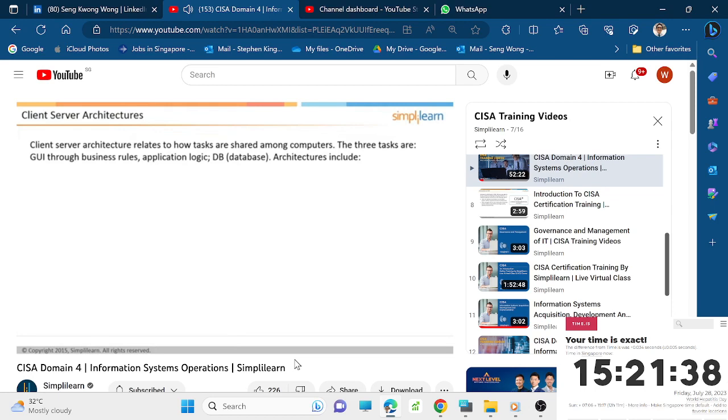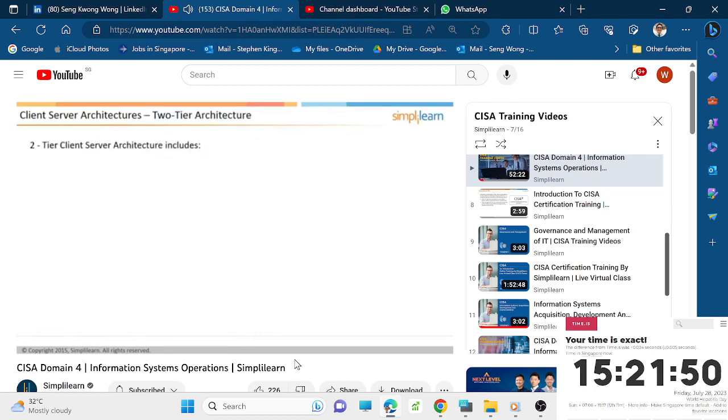There are different client-server architectures. These include 2-tier, 3-tier, and multi-tiered, more than 2 tiers. Let us look at 2-tier architecture in the following screen. In a 2-tier client-server architecture, there is a client, for example, graphic user interface and business rules, which forms the front end, and the database server, which forms the back end.